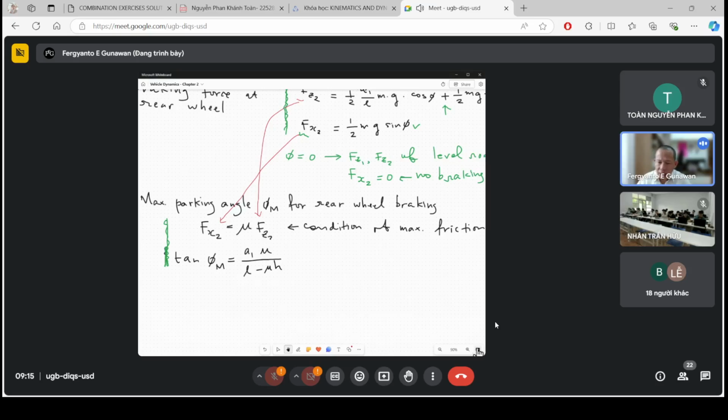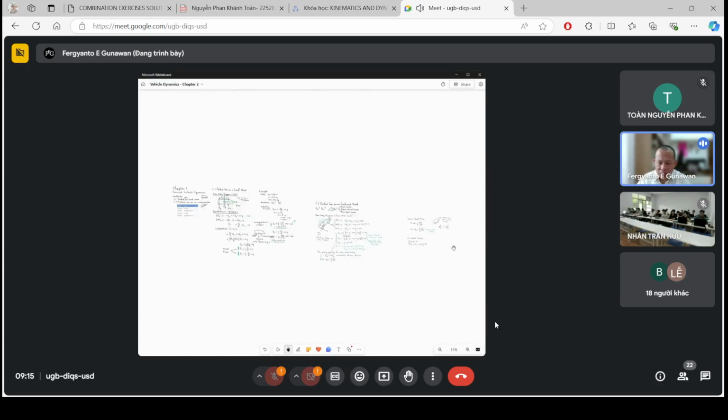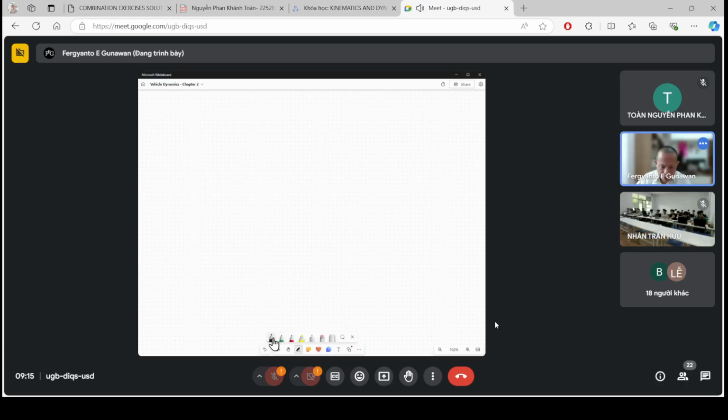Now we are going to continue our discussions with acceleration. Today we are going to talk about vehicles under the condition of acceleration. So let's start for today. We're going to talk about 2.3.